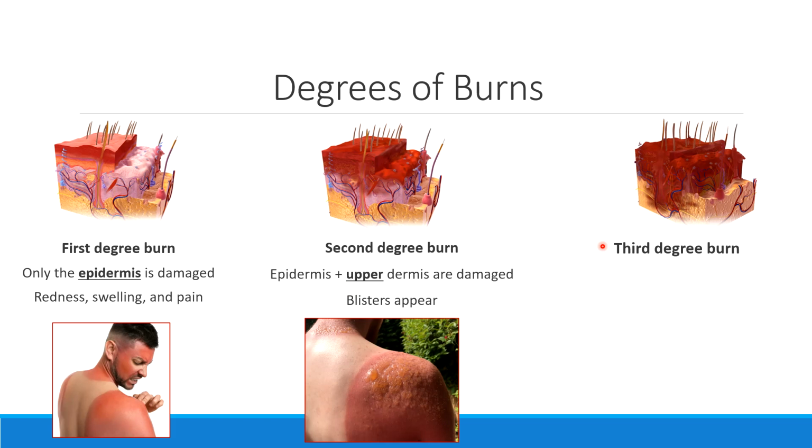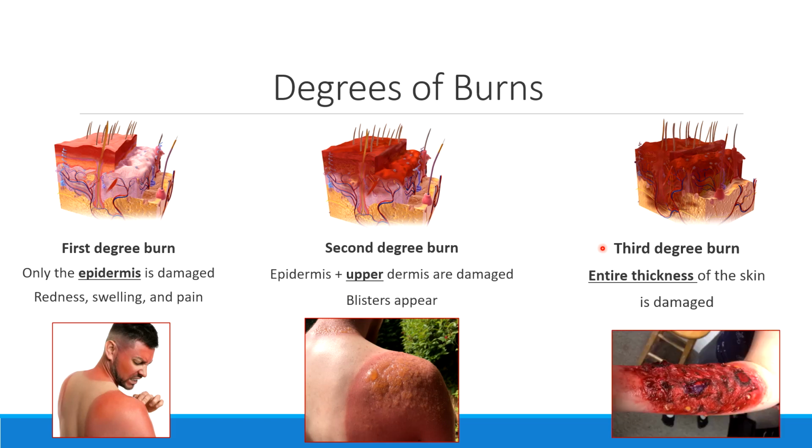The most serious kind of burn we can get, though, is a third-degree burn. And when we talk about a third-degree burn, we're now talking about the entire thickness of the skin being burned. So the epidermis often is completely gone. It's been so damaged.